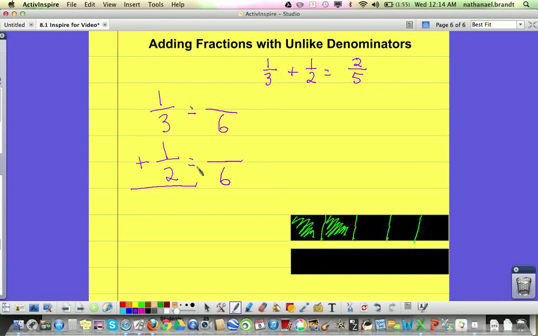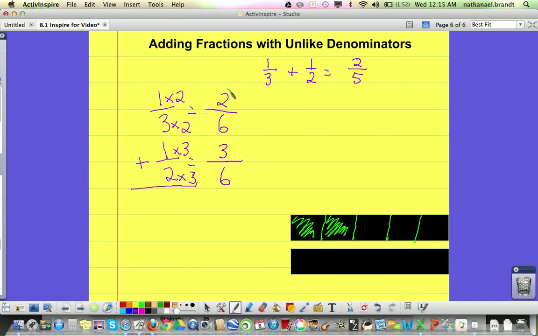To find equivalent fractions, you multiply or divide the numerator and the denominator by the same number. So 2 times 3 equals 6. So if you do 2 times 3, you have to do 1 times 3. That's so we keep the same ratio. 1 times 3 is 3. Now to get from 3 to 6, we're going to multiply by 2. So if we multiply this by 2, we have to multiply this by 2. 1 times 2 is 2. Now we can add our fractions.